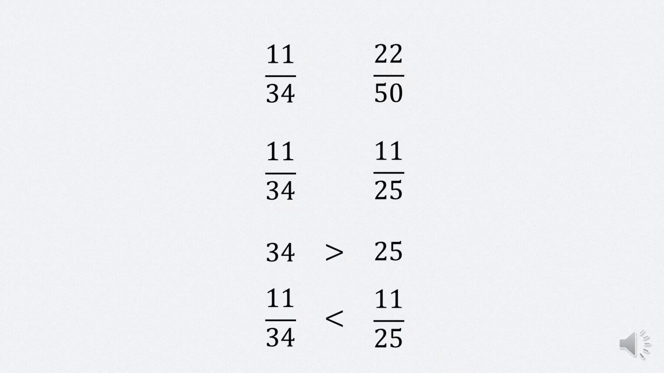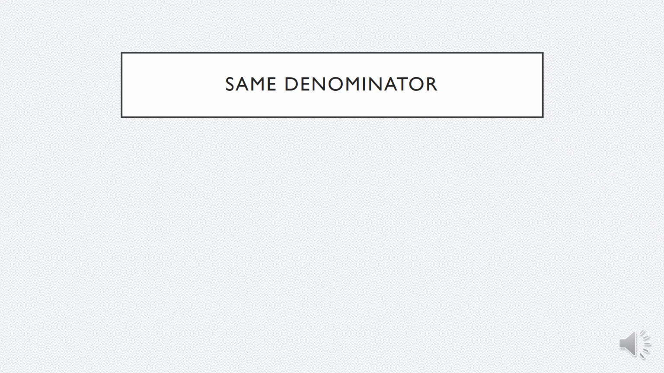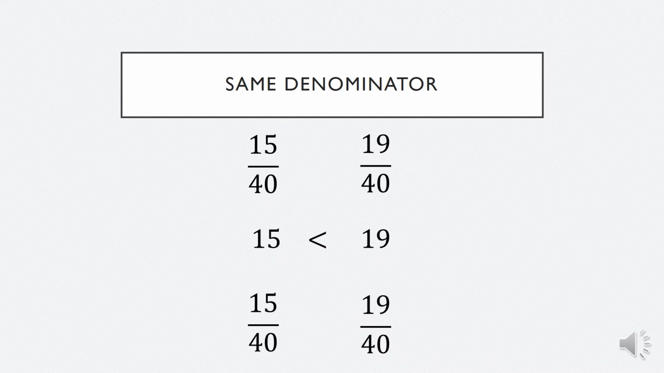The next one is when they have the same denominators. So same denominator, let's start with this example. 15 over 40 versus 19 over 40, which is bigger, right? Once we have the same denominators, the one with the bigger numerator is the bigger fraction. 19 is clearly bigger than 15, so 19 over 40 is obviously bigger than 15 over 40. So just compare the numerators. The one with the bigger numerator is the bigger fraction. Let's look at another example.